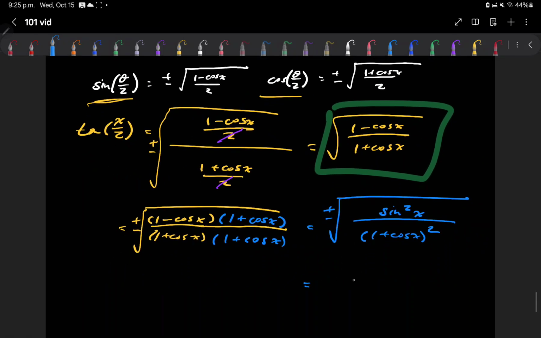This is going to give us plus or minus sine x over 1 plus cos x. Sorry about that. So that is another form of our tan half angle identity. I'm not sure if there's another one.